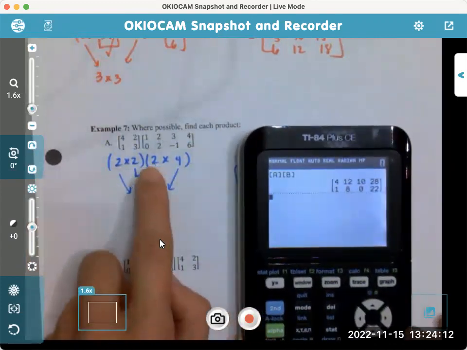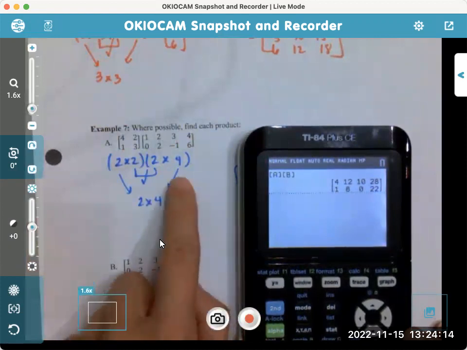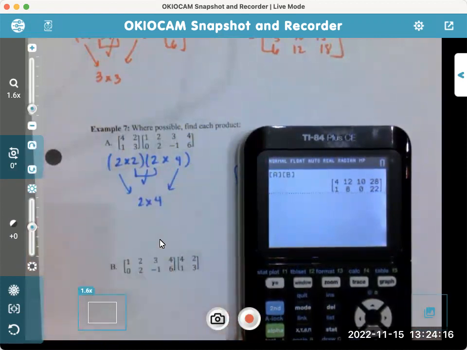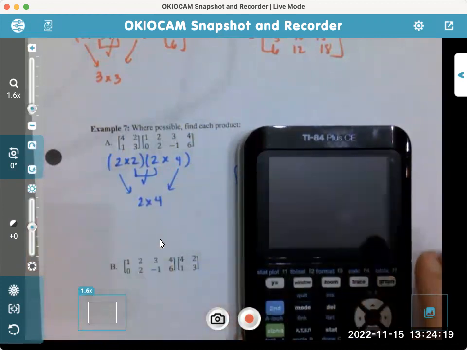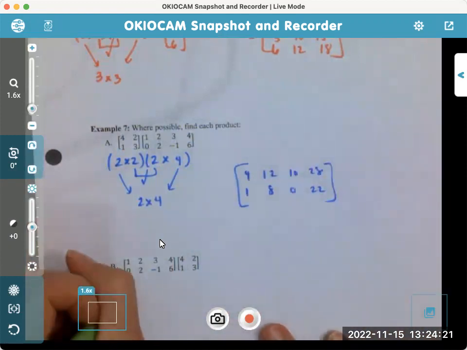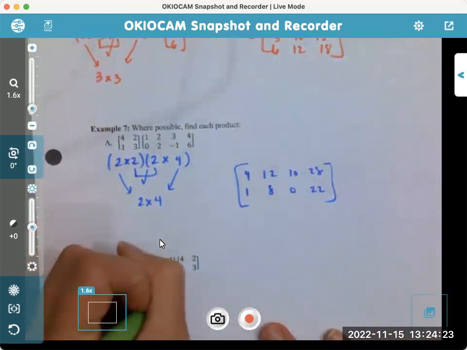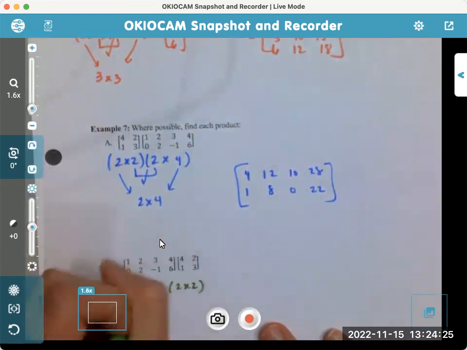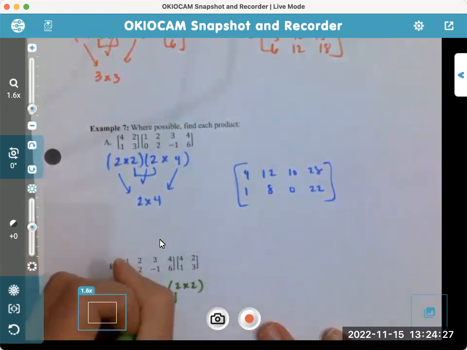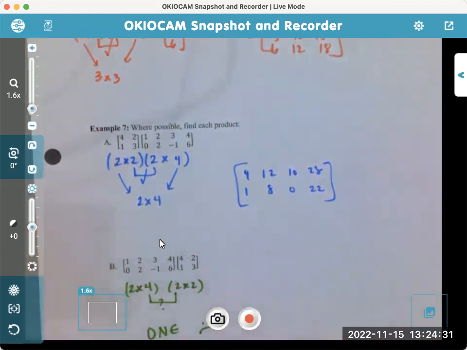Okay, so if you've noticed, this is now A times B. Let me move my calculator out of the way. As you know, this is a 2 by 4 times a 2 by 2. So can the multiplication be done? Nope. C and E. That's it.